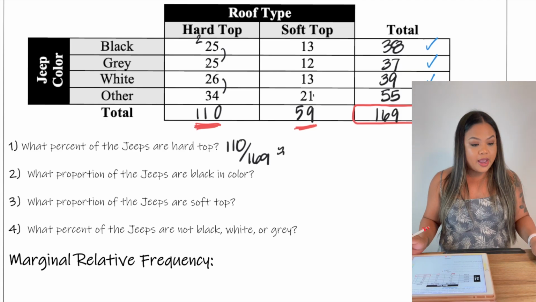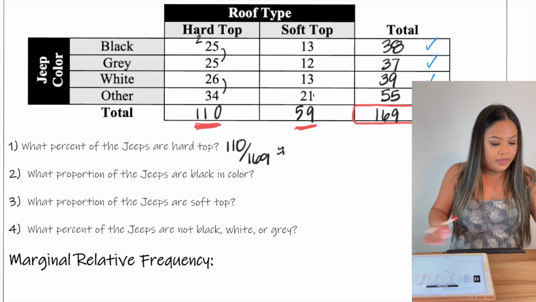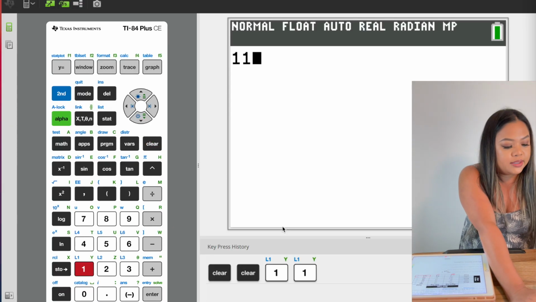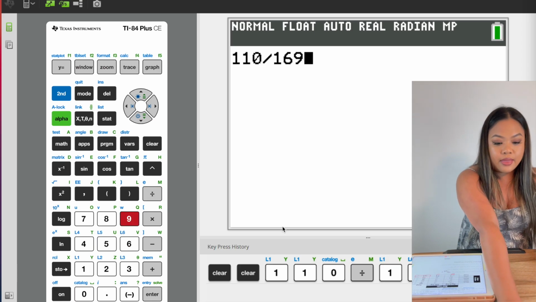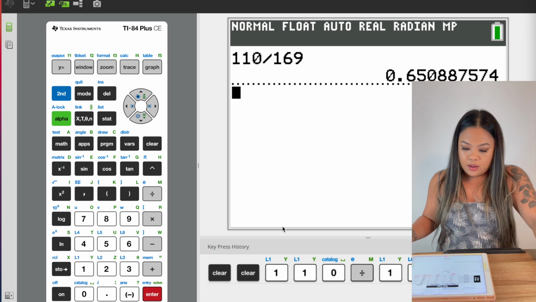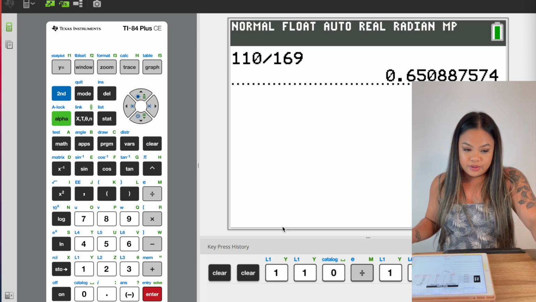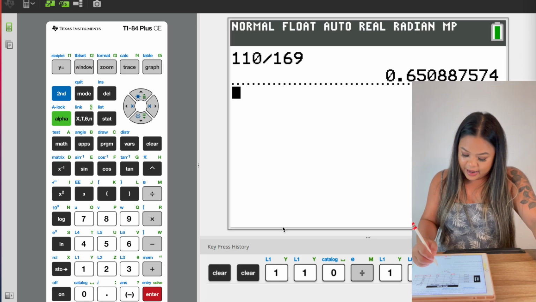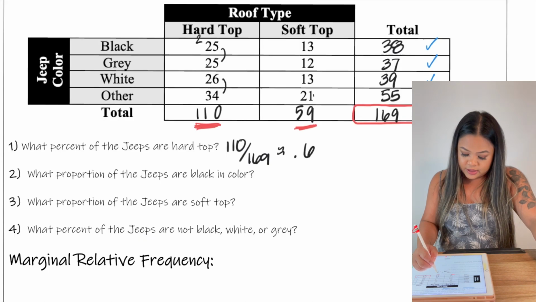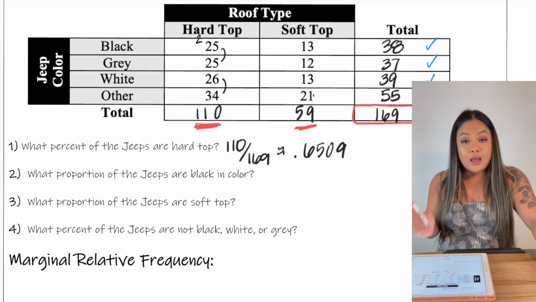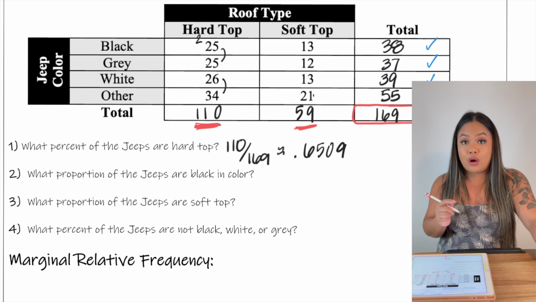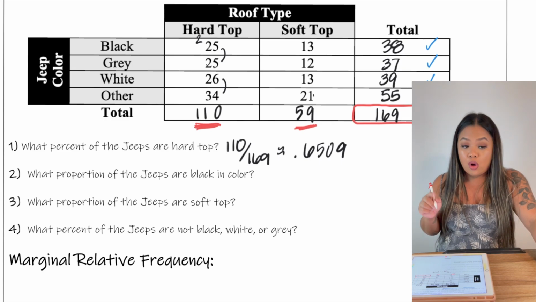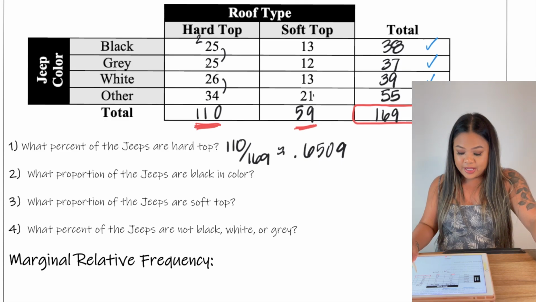And we're going to take our handy dandy calculator and divide that. We've got 110 divided by 169, and that's going to be 0.6509. I went over how to round last time, so if you need a review on that, go to Chapter 1, Lesson 2 video. I'll go over it again just one time right now, just in case.